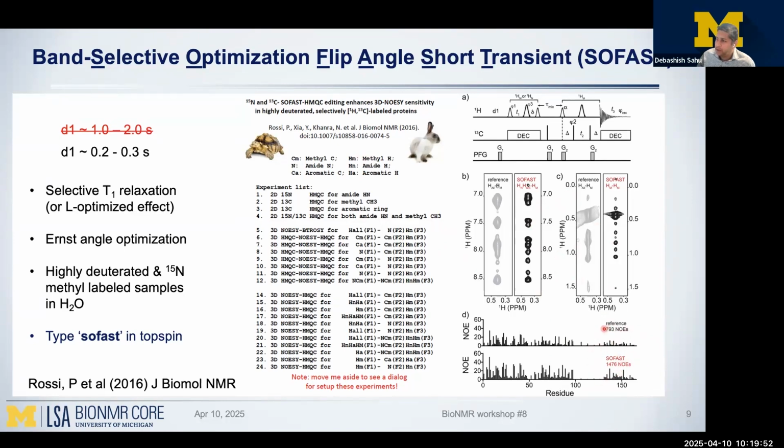Using the conventional method, they were only able to get 800 NOEs, but that kind of doubled when they were able to use exactly the same amount of time to collect the SOFAST versions of the experiments they were running. Okay. So basically, this is another technique that you can use to actually get much better signal to noise and analyze larger proteins. Okay.